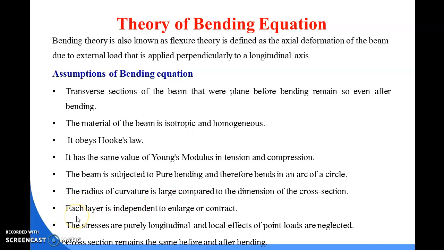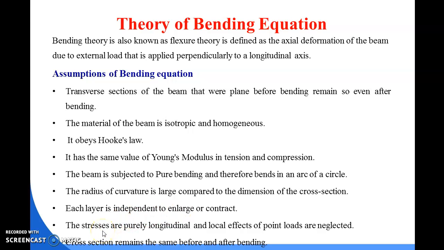Then each layer is independent to enlarge or contract. Since it is a beam section, whenever it is exposed to weather, it should have the capability to contract or expand independently due to the weather effect.